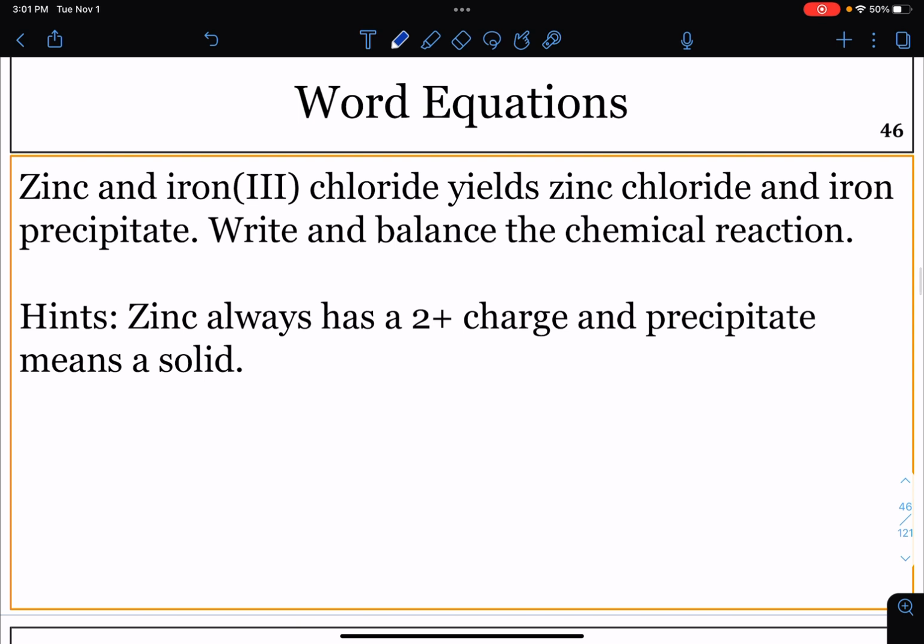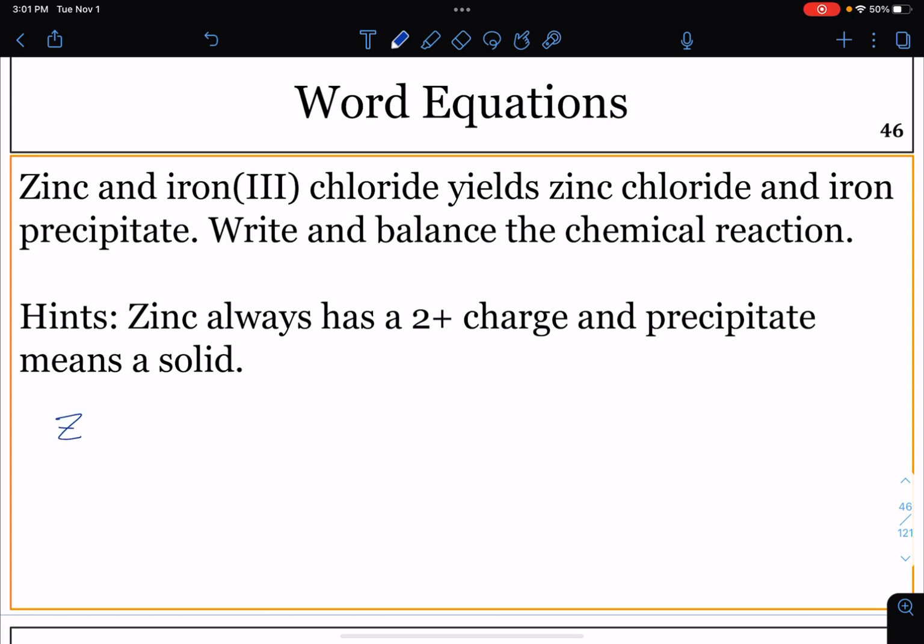Here's our next example. Zinc and iron 3 chloride yields zinc chloride and iron precipitate. Write and balance the chemical reaction. So there's a couple of hints here. In an ionic compound, zinc always has a 2+ charge. And precipitate just means a solid, so don't get thrown off by that word.